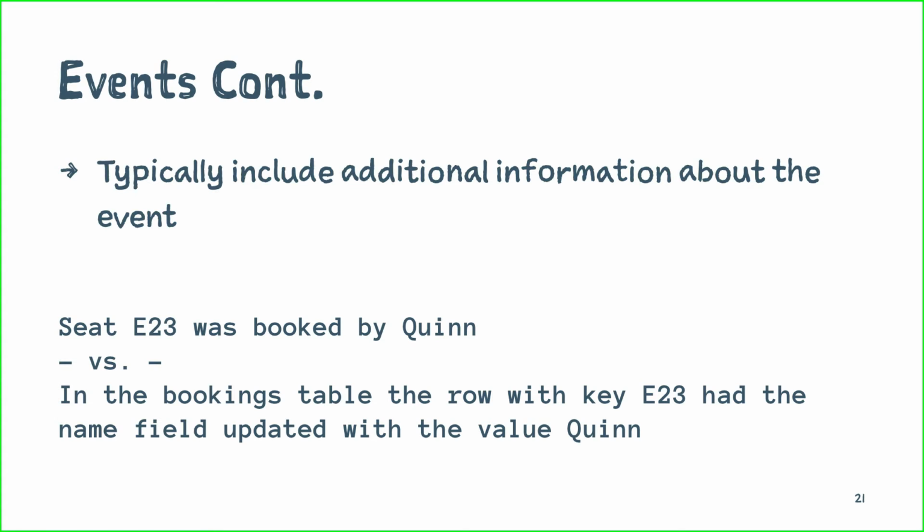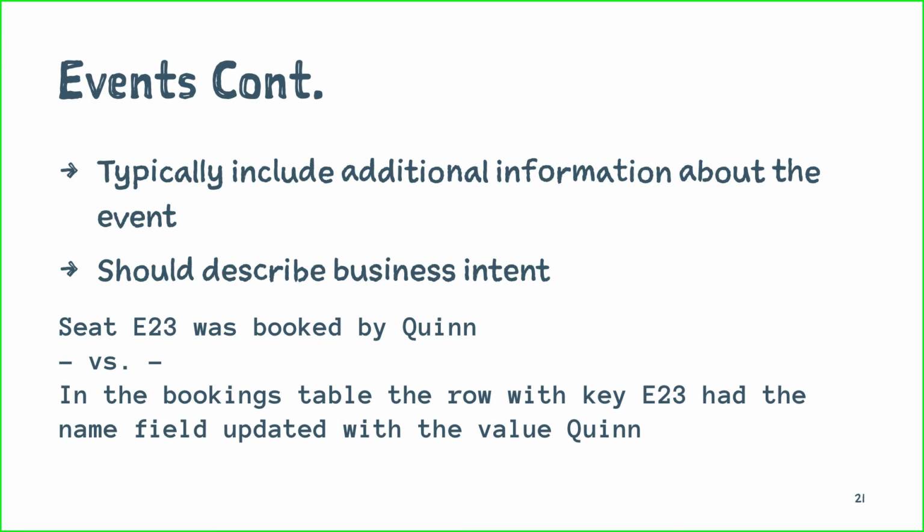As I talked about, they typically include basic information about the event, and the idea is to describe the business intent. In that previous example, it would be like, CE23 was booked by Quinn, versus database talk about tables and key values and things like that. And the really interesting part is that you can take this simple description and use that to see what happened in the system. I'll show you an example of that here.